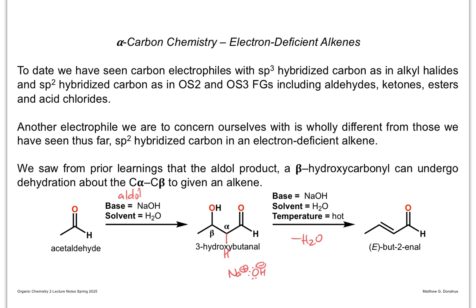Again, we have an alpha hydrogen that can be abstracted, and then we do an elimination. So formally, we're losing water across the alpha and the beta carbons. And that generates an alkene. So an alpha beta unsaturated, in this case aldehyde. And those are called enals.